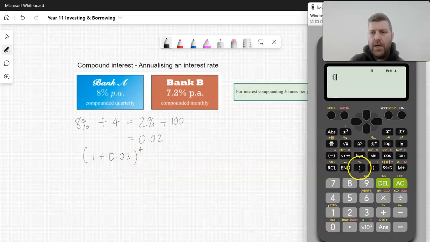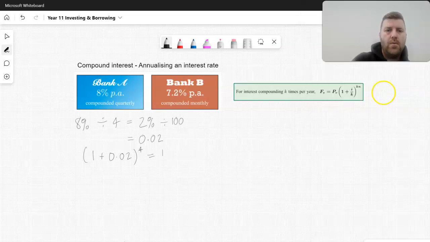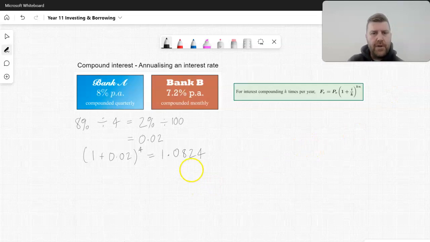Then what we're going to do is pop that into our calculator. So brackets 1 plus 0.02 to the power of 4 is, let's go to 4 decimal places here, 1.0824. Now what we're only going to look at is the decimal part here, and that is the annualized version of our interest rate.